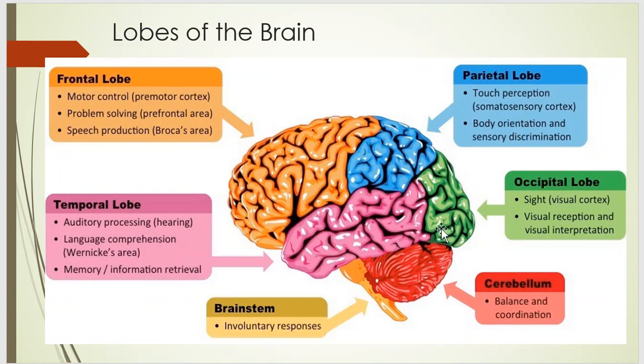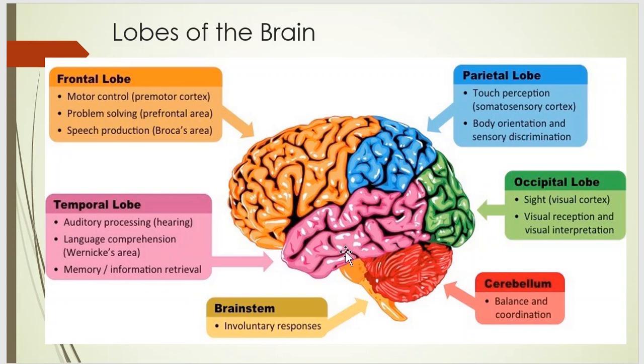And if you look at the back of the head, we call the occipital lobe. This is the region that controls the sight, where our optic nerve signal is processed. It reaches here and is processed here. We call it the visual cortex, and it handles visual reception and visual interpretation. So what you see is actually interpreted and processed right here.